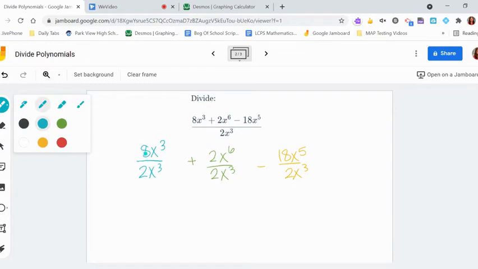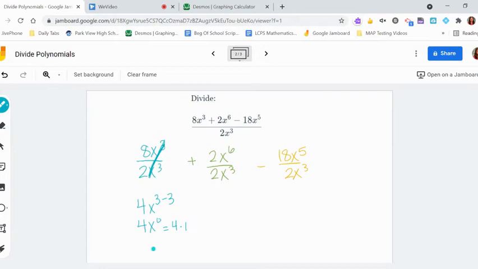So here I have 8 divided. You divide the big ones. 8 divided by 2 is 4. Okay, x to the 3rd over x to the 3rd, x to the 3 minus 3, which is going to be x to the 0. When that happens, you can actually just cancel them like we did before. So x to the 0, that's really 4 times 1, which is just 4. You can just go ahead and cancel them and jump to this step and just go ahead and write your 4.